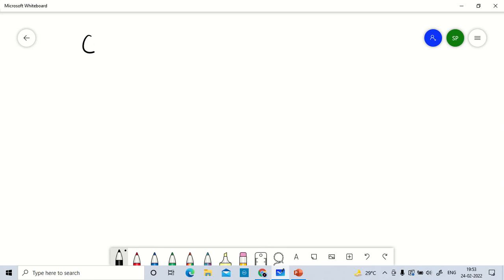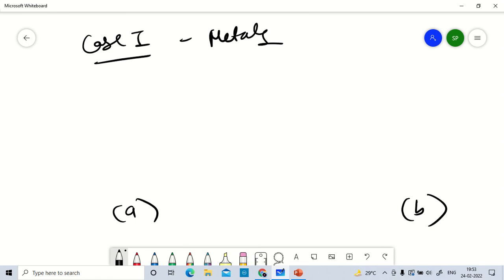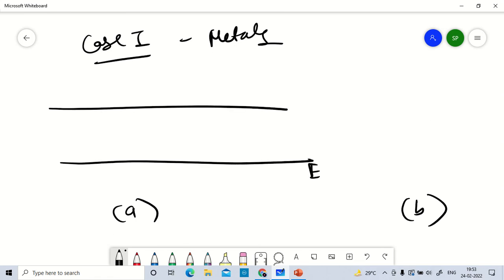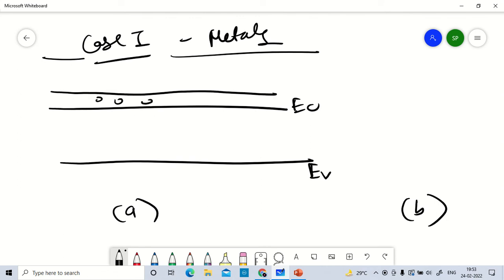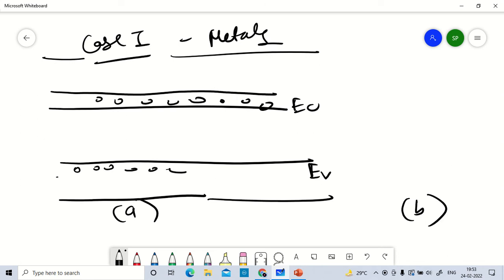Okay, so for case 1, that is metals, we take two cases, A and B. In case A, this is the highest level of the valence band, EV, and the lowest level of the conduction band, EC. If this is the limit, then the conduction band is partially filled, and the valence band is partially empty. The distance is less, not too much.